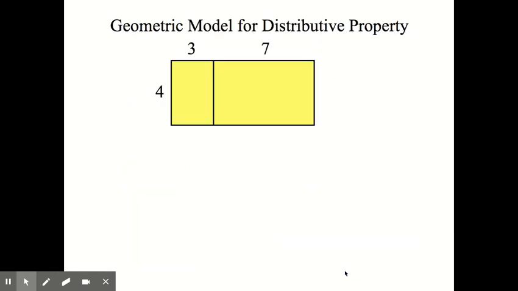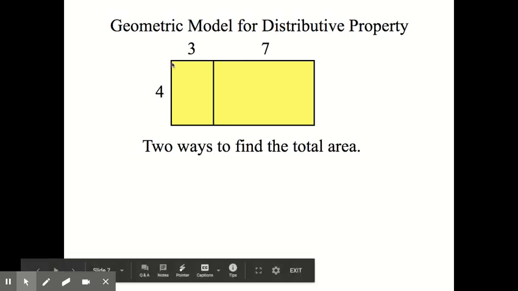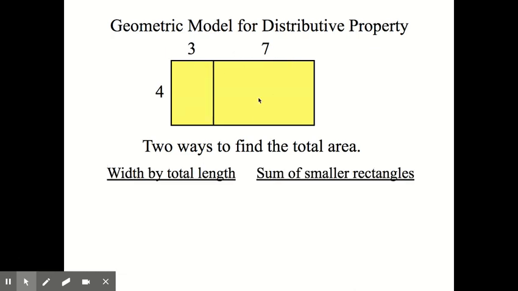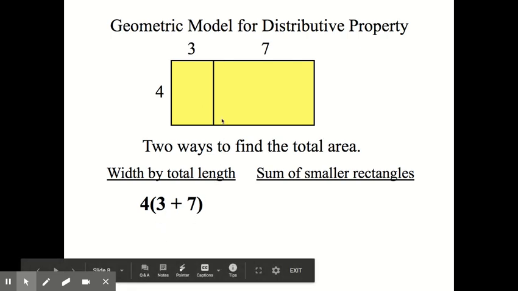So why does this make sense? Again, we look at the geometrics of it. If we look at a geometric model and we have a side of 4, a side of 3, and a side of 7, and we're looking for the area, well, if we're looking for the total area versus the area of the two small pieces, we would find that the area of the full rectangle would be 4 times 7 plus 3, which would be 40. Or we could look at each individual rectangle.